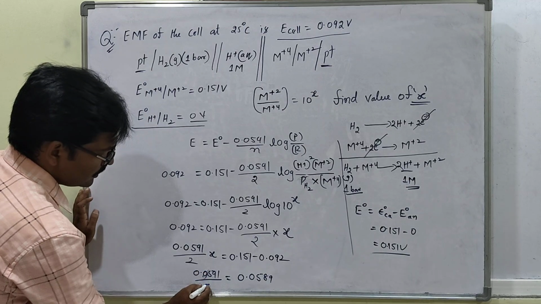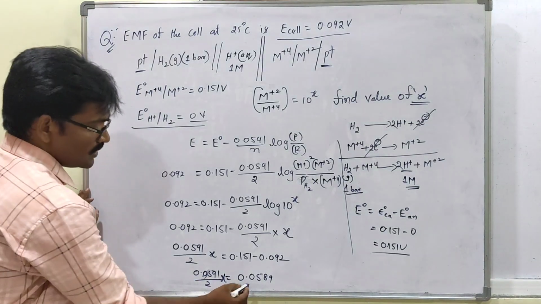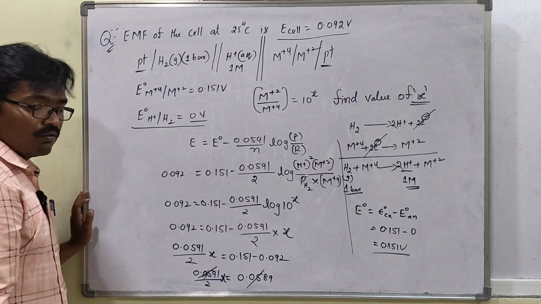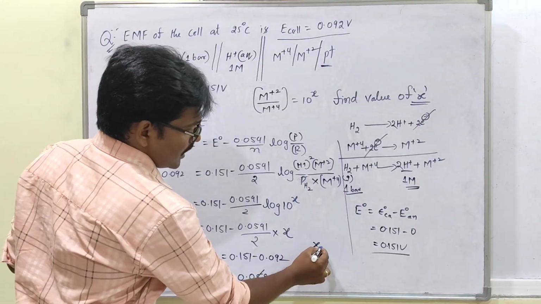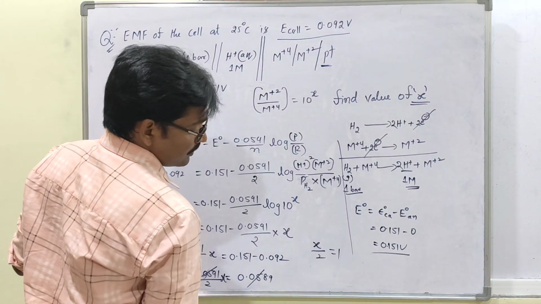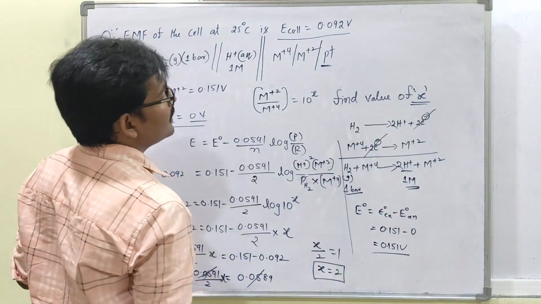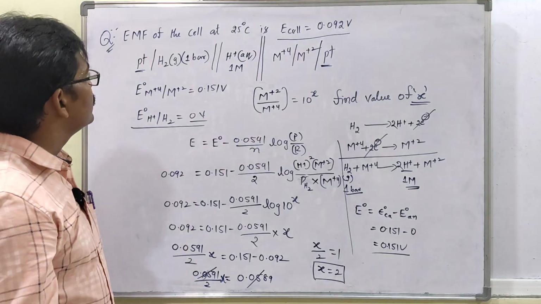Then 0.0591 divided by 2 into x. X will be there, right? So these cancel with each other, nearly equal. So x by 2 is equal to 1, right? X by 2 is equal to 1. Then x equals 2. So find the x value, they're asking, that is equal to 2. So this is the question.